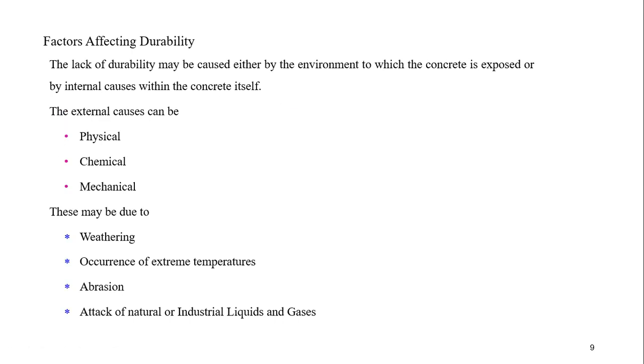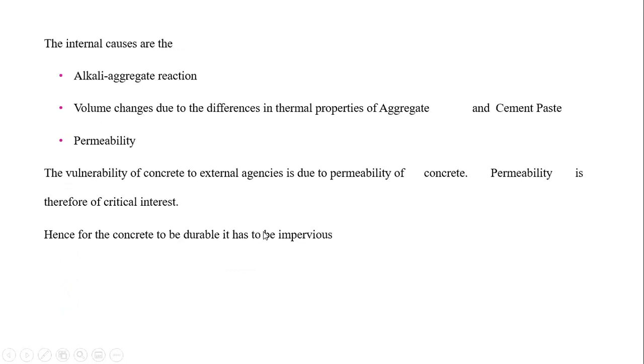So which type of environment the concrete is exposed to, which may be of external causes such as physical, chemical, or mechanical. So these may be due to weathering, occurrence of extreme temperatures, abrasion, attack of natural or industrial liquids and gases. So these are the types of factors which affect the durability. So the internal causes of this are alkali aggregate reaction, volume changes due to differences in thermal properties of aggregate and cement paste, permeability, vulnerability of concrete to external agencies due to permeability of concrete.